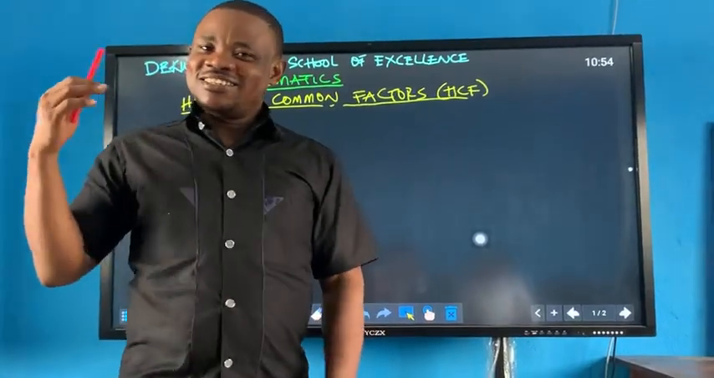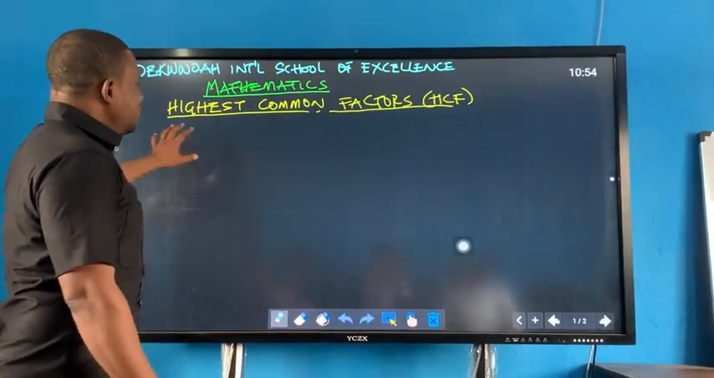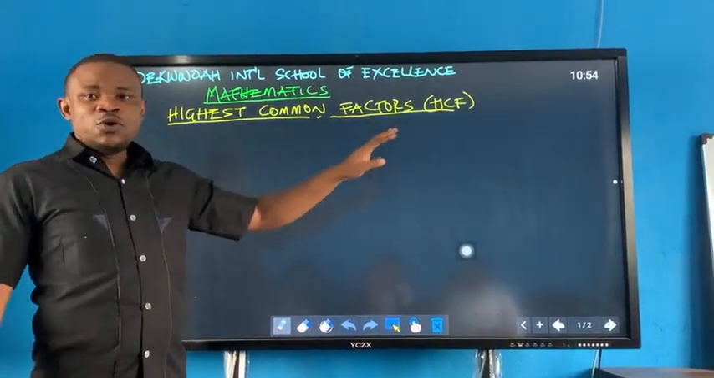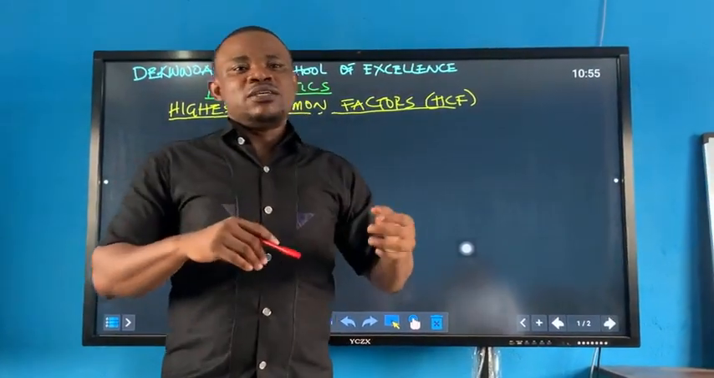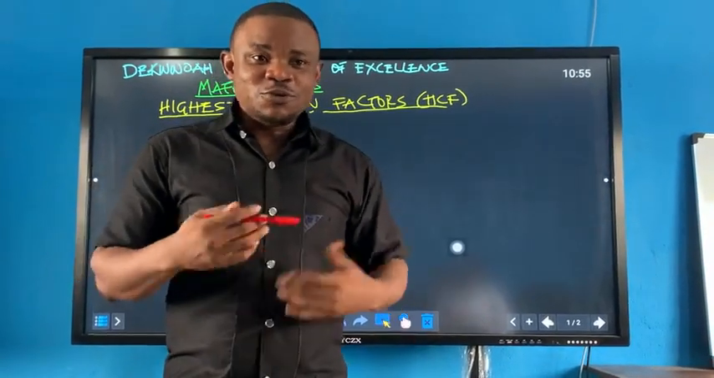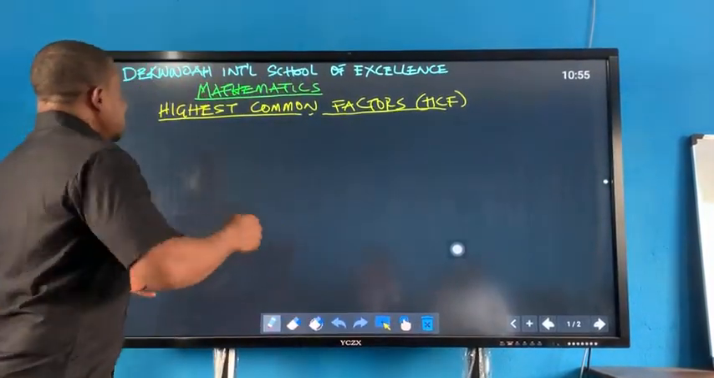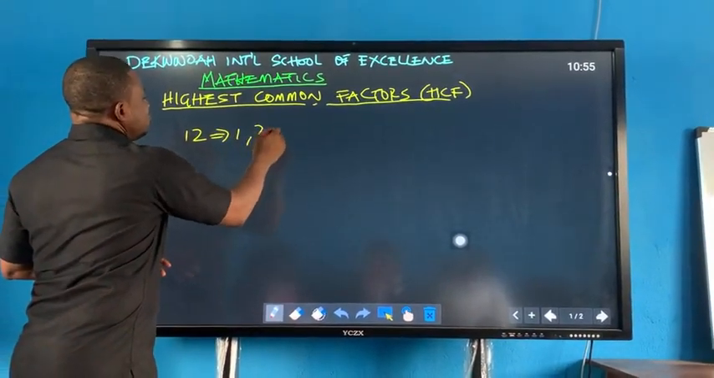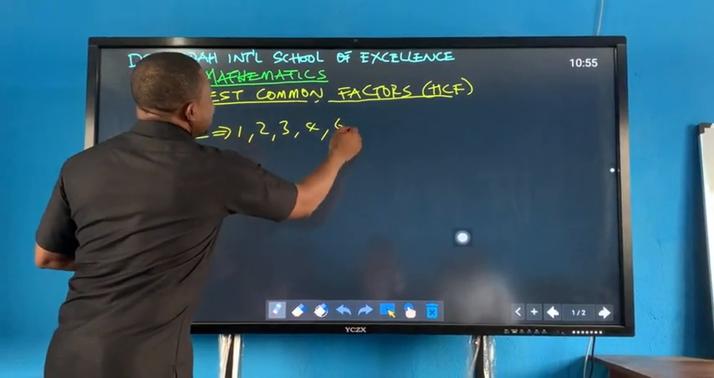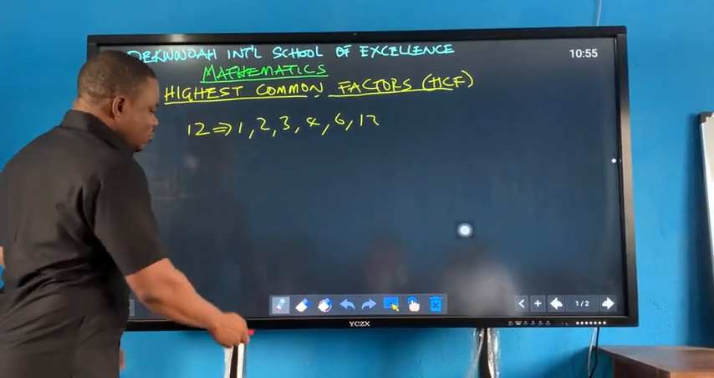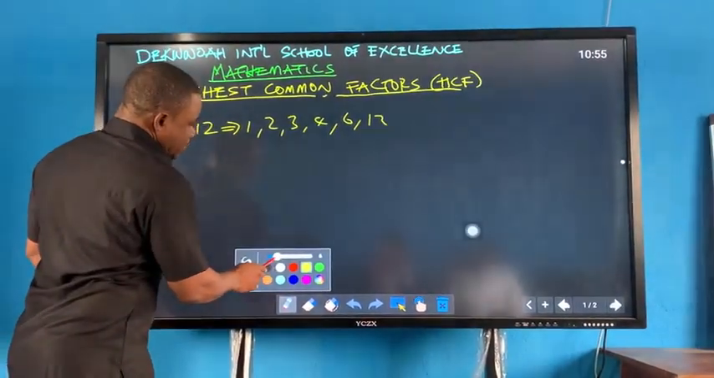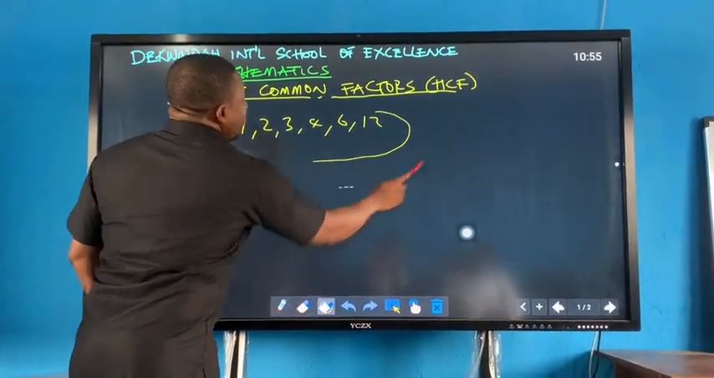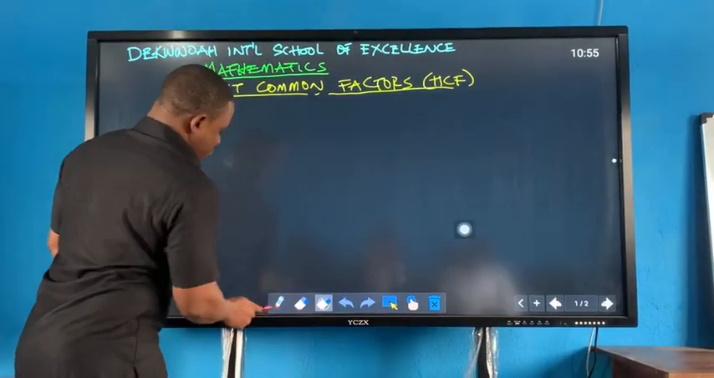Good morning, class. Okay, so I know we've done this before, but I just want to do a review, right? For highest common factors. We know that a factor of a number is any number that can divide the number without a remainder, right? So if I'm asking you to give me the factors of 12, it's going to be 1, 2, 3, 4, 6, and 12. These numbers can divide 12 without remainder. Is that right? Are you with me? All of these numbers can divide 12 without remainder.